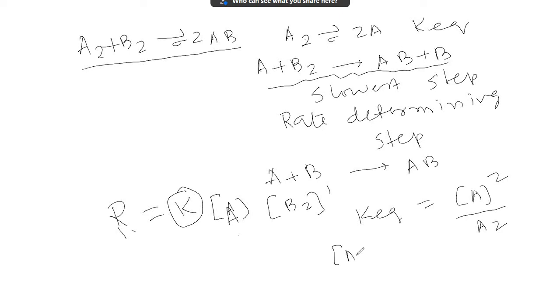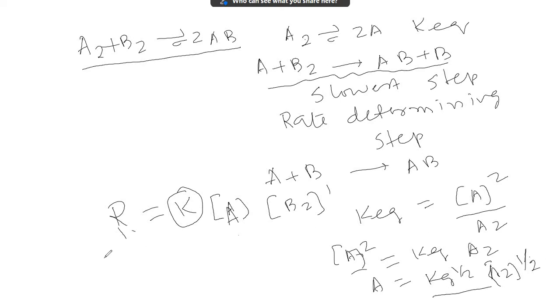So A square is equal to, hence A square is equal to K equilibrium into A2. A is equal to K equilibrium to the power half into A2 to the power half. Instead of writing A, I am writing K equilibrium to the power half, A2 to the power half. Expressing it, rate is equal to K into K equilibrium to the power half, A2 to the power half into B2 to the power 1.